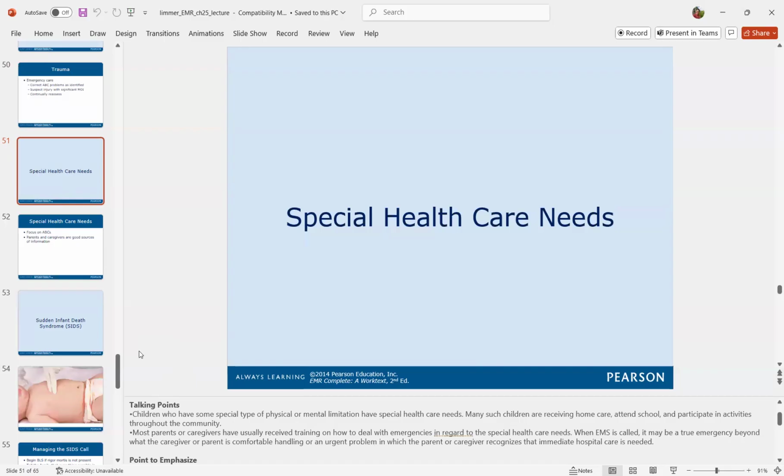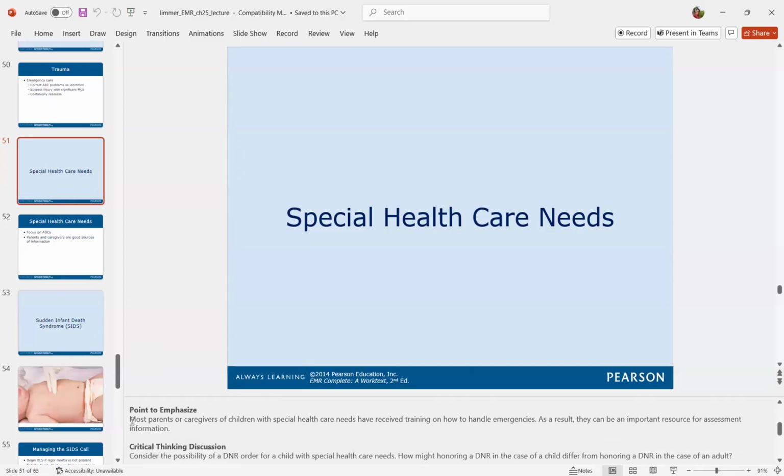When EMS is called, usually it's a true emergency beyond what the caregiver or parent is comfortable handling, or an urgent problem that the parent or caregiver recognizes requires going to the hospital. Most parents or caregivers of children with special healthcare needs have received training on how to handle emergencies for their particular patient or kid. As a result, they can be an important resource for us when we're doing our assessment and care, because they know what's going on.